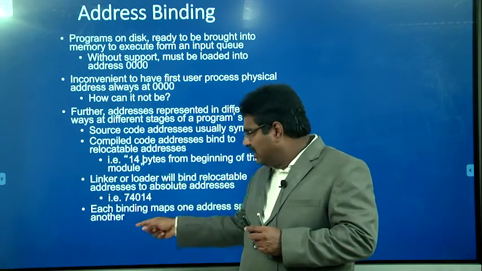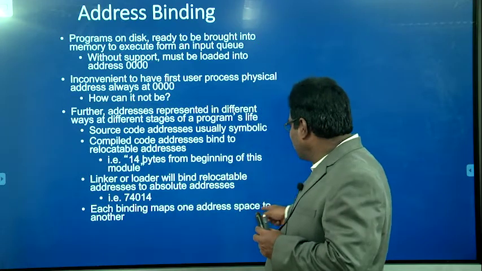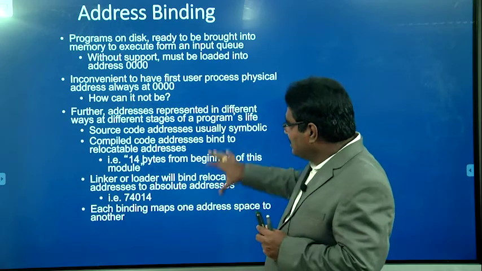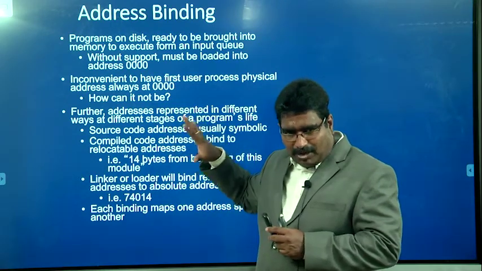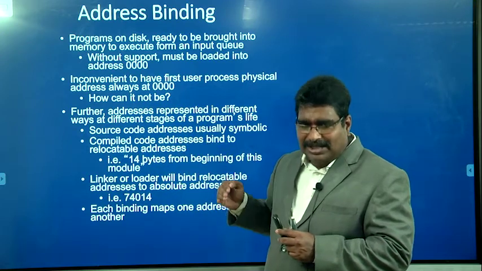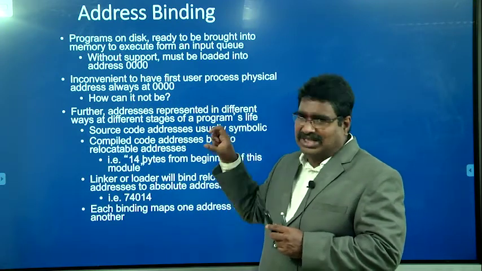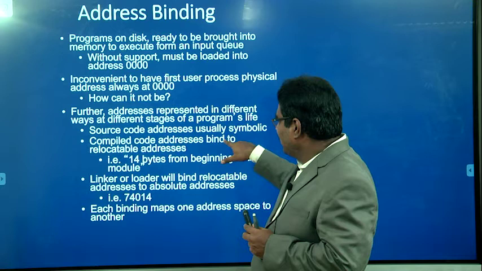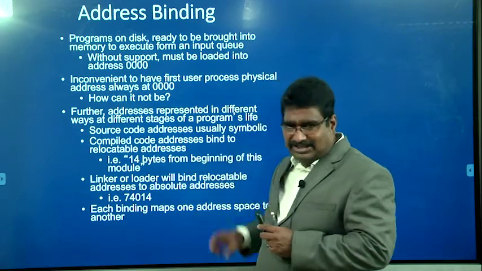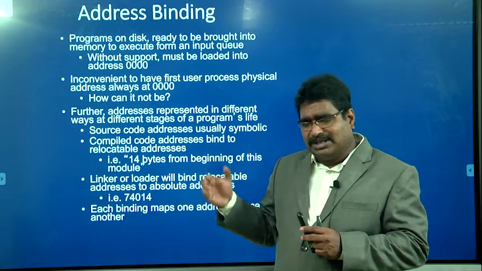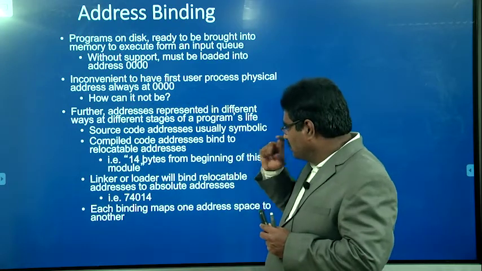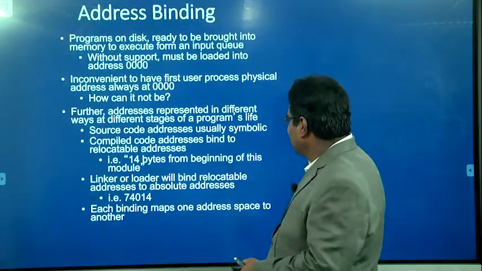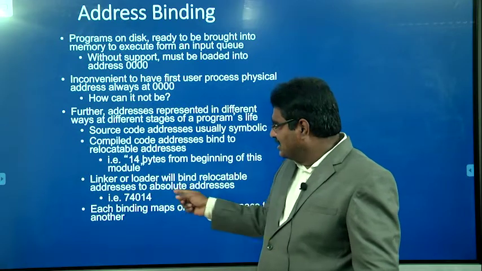And once the relocatable address is generated, each binding maps one address space to another address space. That is nothing but based on the execution. For example, initially the program is available in a high level programming language. Whenever the user wants to compile, each instruction is converted into machine code, and the compiled code addresses are bound to relocatable addresses. What is the meaning of relocatable? It is possible to relocate the code, and the linkers and loaders will bind the relocatable addresses to absolute addresses.